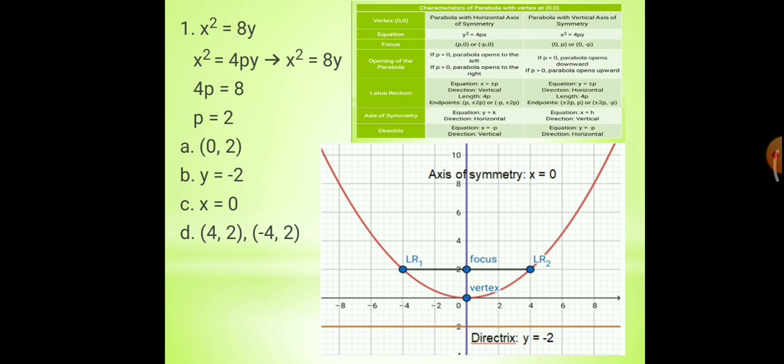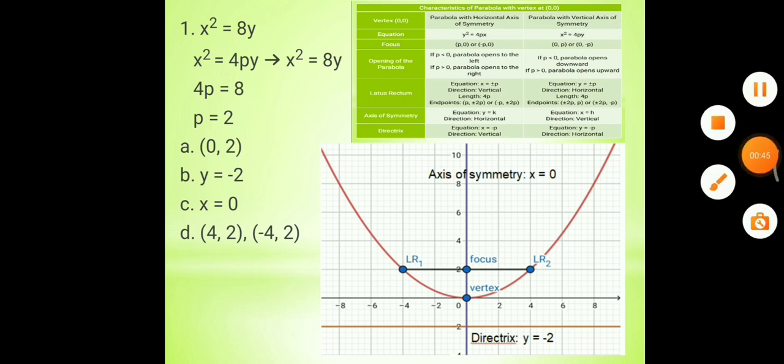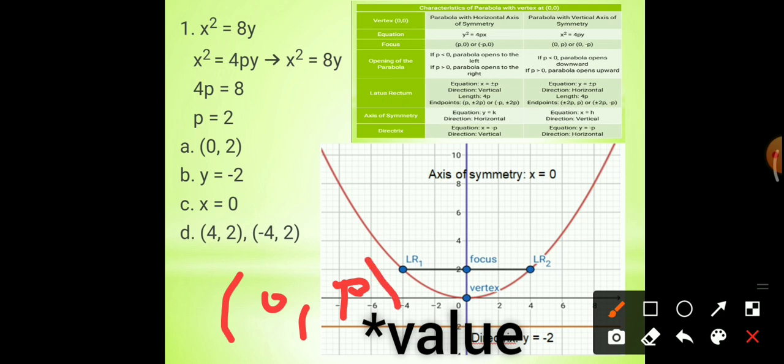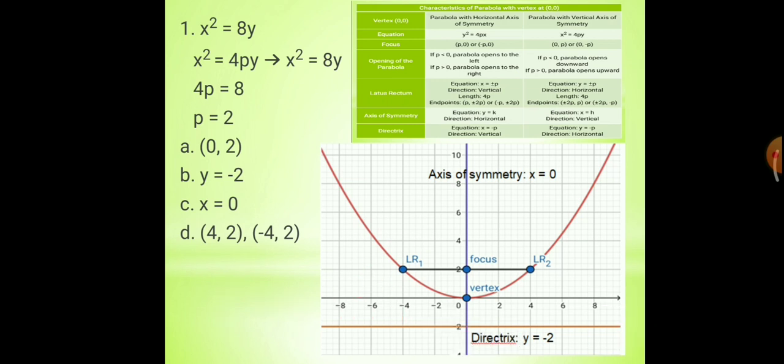Since this equation tells us that it is a parabola with a vertical axis of symmetry, we will be using the equation x squared is equal to 4py. 4p is equal to 8. Using the multiplicative inverse, we have now p is equal to 2. In finding the focus, we will just need to substitute the value of p. The focus is (0, p). Since p is 2, we have now the focus at (0, 2).